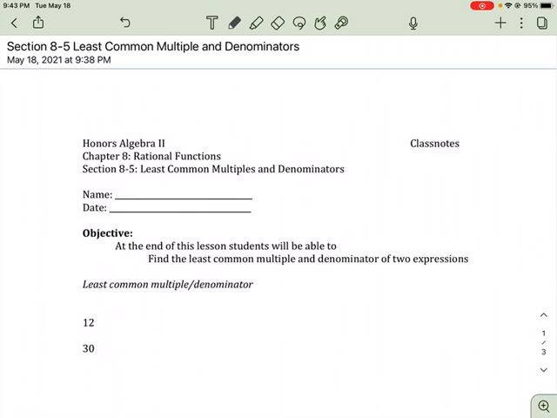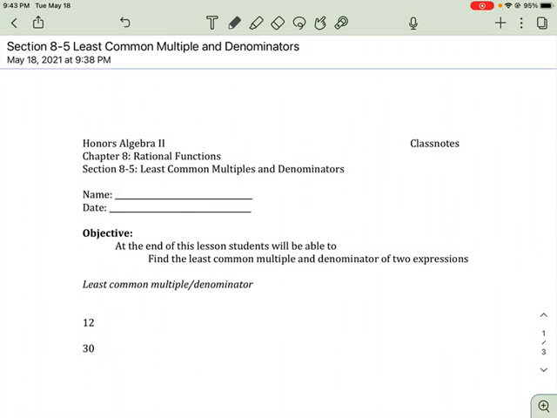Hi everyone. So today we're going to be working on finding our lowest common multiple or least common denominator. When we get to fractions, we'll call it least common denominator, but we're going to find lowest common multiples of polynomials and eventually work with fractions. So we're going to focus on how do we find those denominators if there's a variable involved.